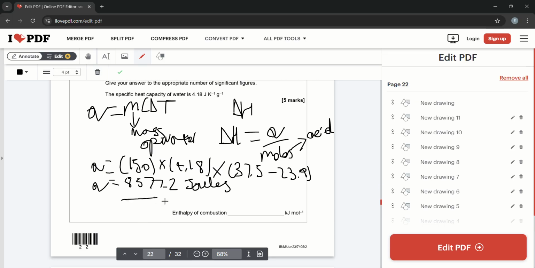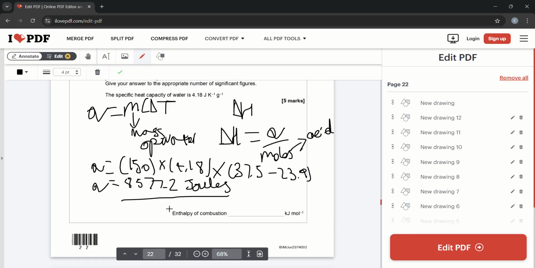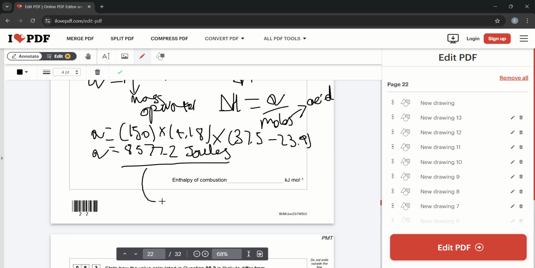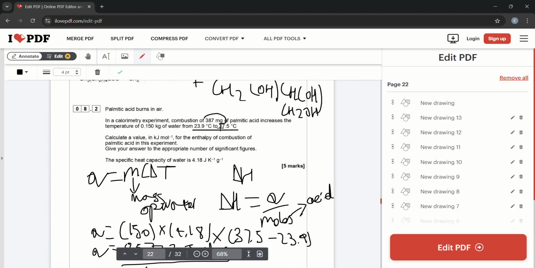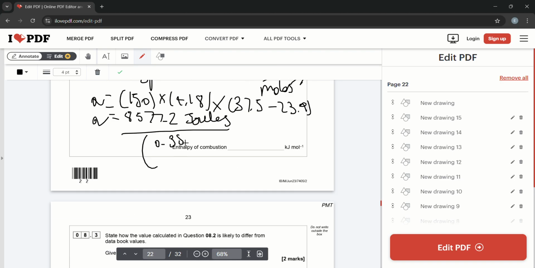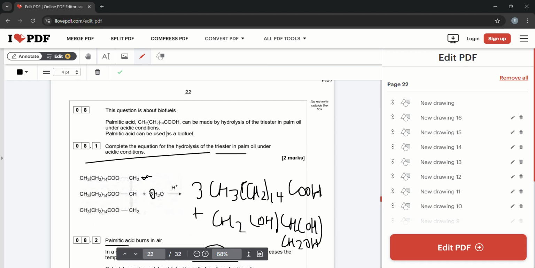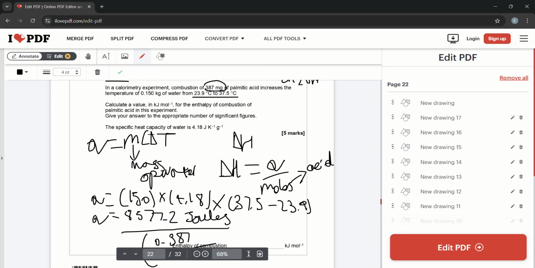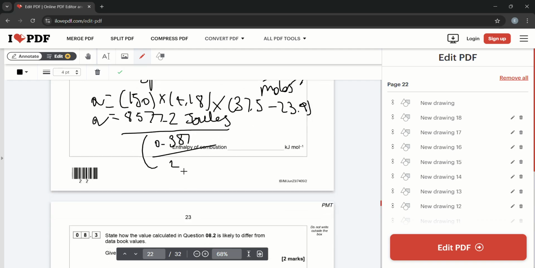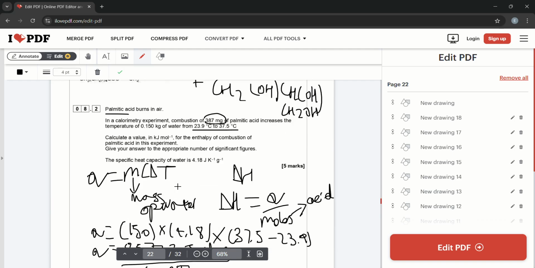Delta H is equal to Q divided by moles, and the moles is mass in grams, 0.387 divided by 1000, divided by the mR of palmitic acid. Now it doesn't give you it, so you actually have to calculate it from here. So 12 plus 3 plus 12 times by 14 plus 28 plus 12 plus 16 plus 16 plus 1, and you should get 256 as the mR.